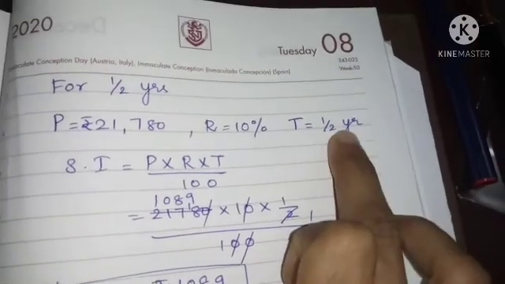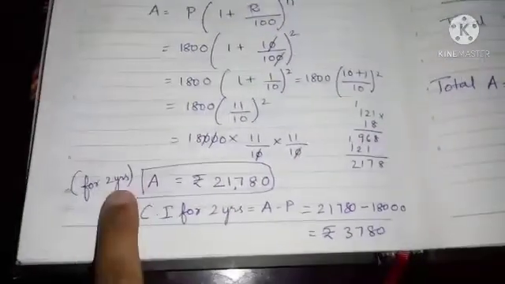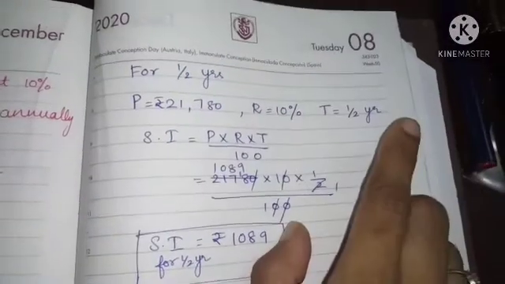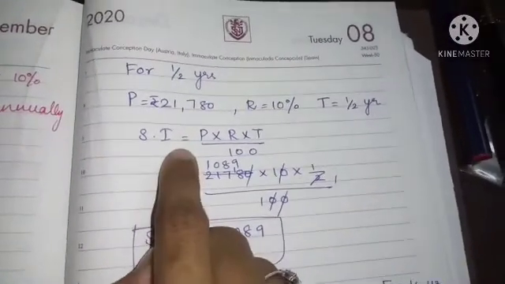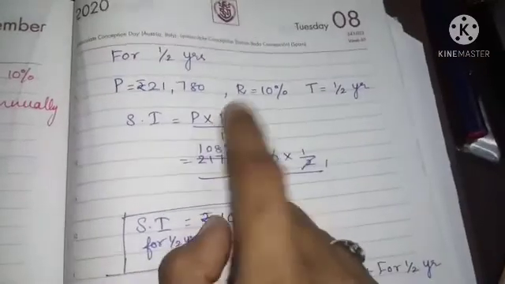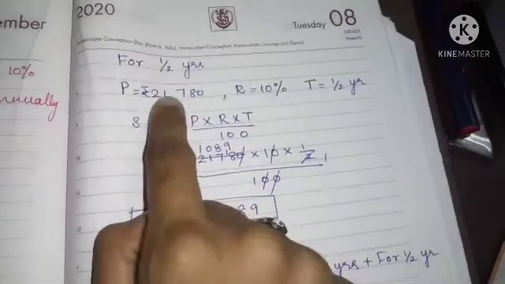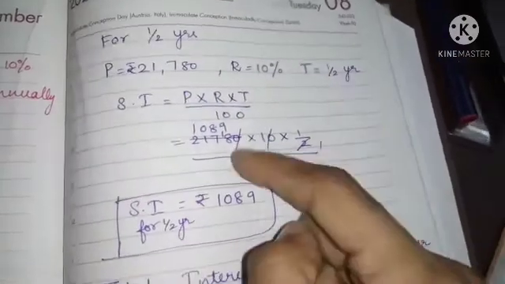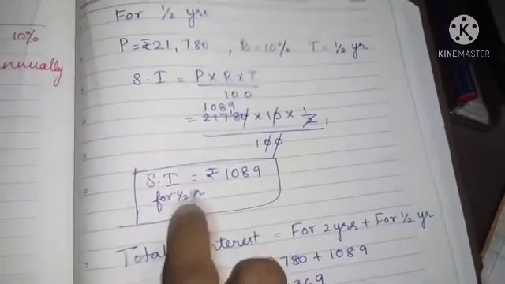Upper half year. Principal is what? Not this principal. At the end of 2 years, the amount which you are getting is the principal for the next year. Simple interest we have found. We are finding the interest P into R into T divided by 100. You substitute this P, R, T, cancel it. You will find the simple interest for half year.